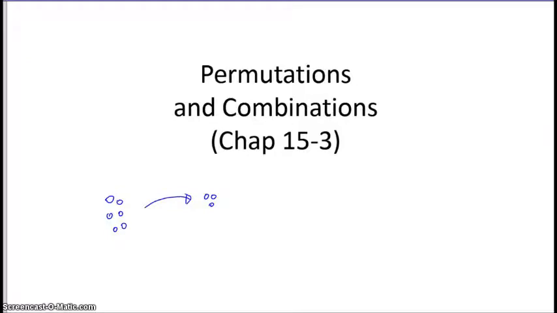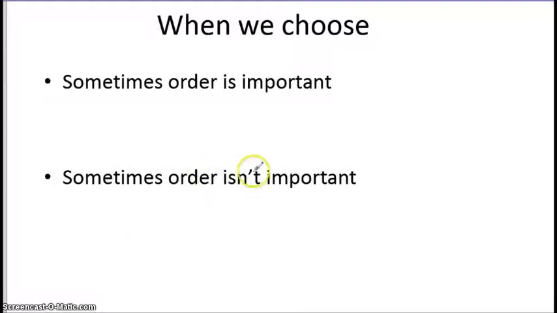Before we move on to permutations and combinations, we have to talk about ways we can choose. Sometimes order is going to be important when we choose things. For example, for those of you familiar with baseball, say we have a 15-person baseball team, and we need to pick a lineup which is going to have 9 people.